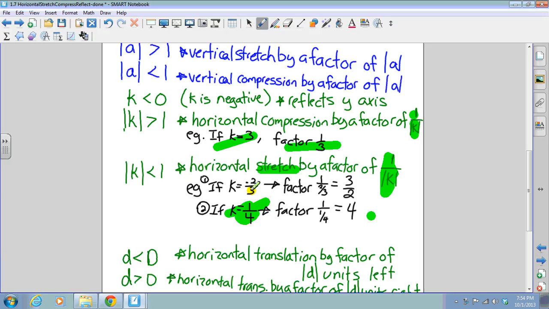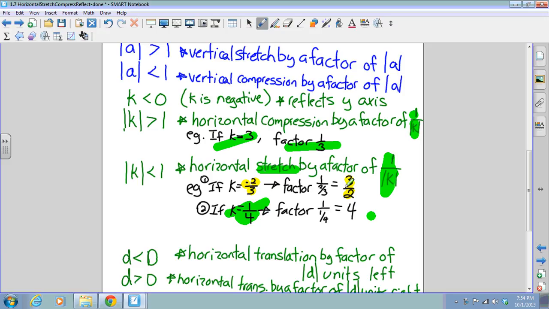Okay, so in this case, K is -2/3. The negative part tells you that it's going to reflect in the y-axis, and the 2/3, you put it in the fraction, it's just going to flip the fraction. So it's going to be a horizontal stretch by a factor of 3/2. And 3/2 is just 1.5.